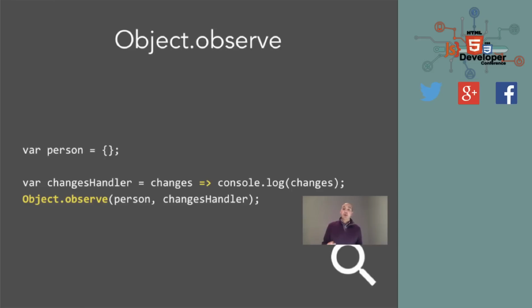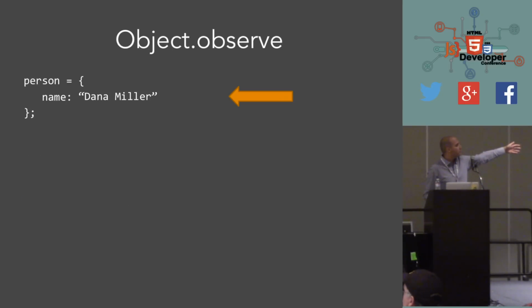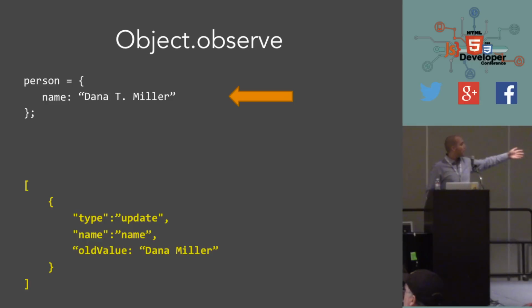Let's say I want to observe a person object, for example. As you can see in this slide, I'm going to create a changes handler. Notice that arrow means function. And I'm going to hook it up to the person using this Object.observe method. Now what's going to happen if I register a changes handler, as you can see below with Object.observe, is I'm going to get a little batch of changes explaining what happened. In this case, it's an array with just one item in there, and it tells me that I updated a property, and it tells me which property I updated. It also helpfully gives me the old value.